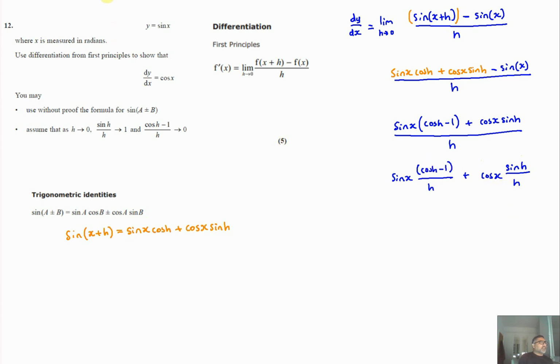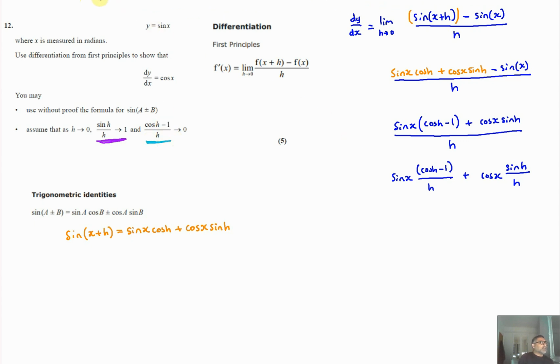And an important thing that they've told you, so we want to be using this. If it says you may, that generally tends to mean as h approaches 0, so as it tends to 0, sine h over h tends to 1. So that means this tends to 1, sine h over h, and cos h minus 1 tends to 0.